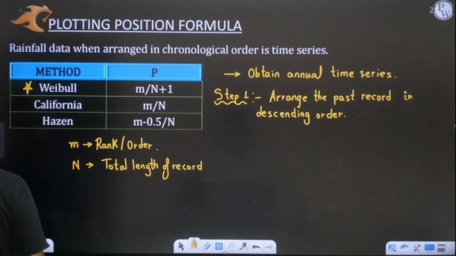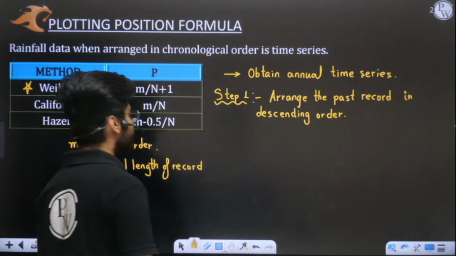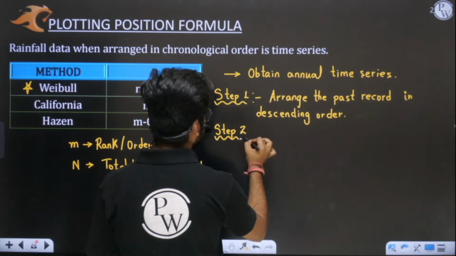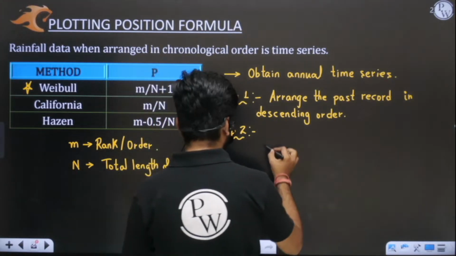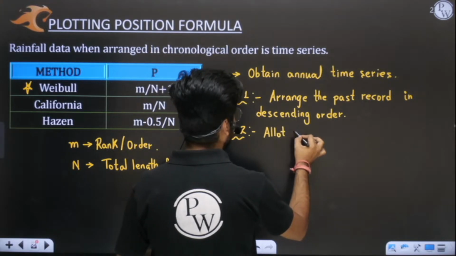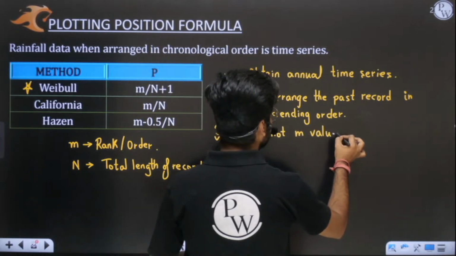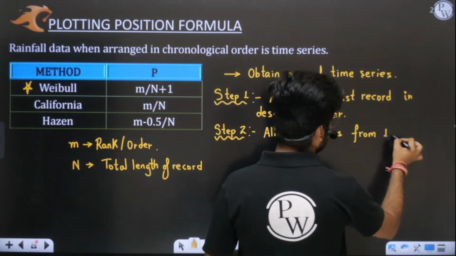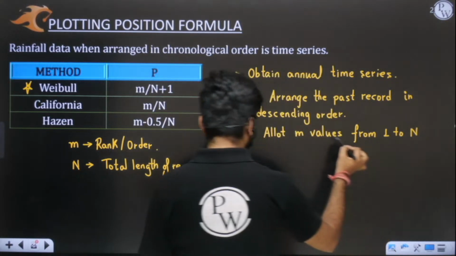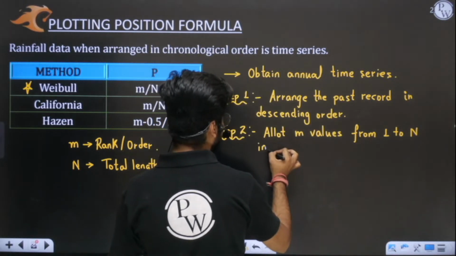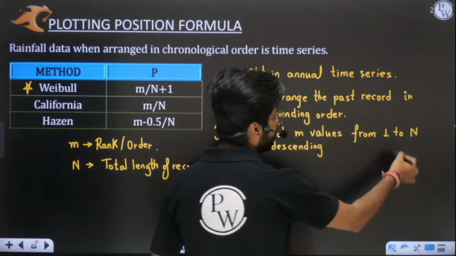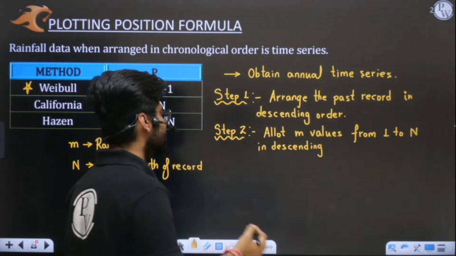So what are the steps? Sir, the steps are simple. The very first step is you have to arrange the past record in descending order. The second step is that you have to give the ranks. You have to allot m values from 1 to n in descending order. See, we are giving ranks from 1 to n, 1, 2, 3, 4, 5 like this, in descending order.